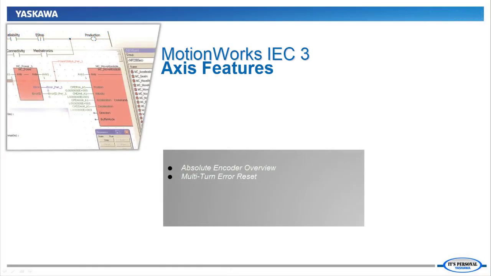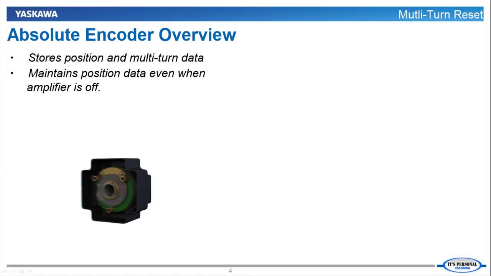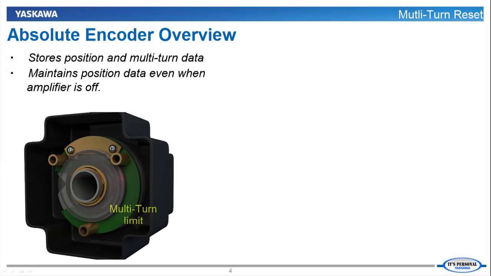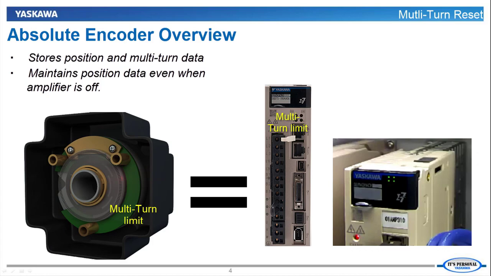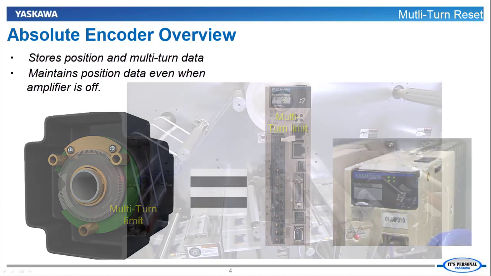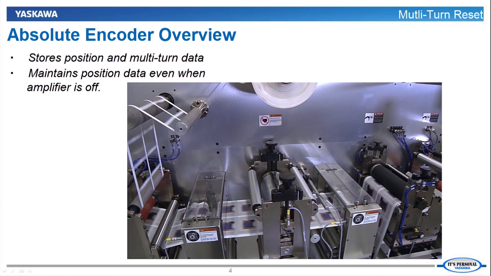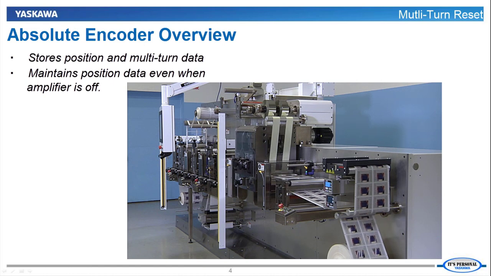Now let's take a look at these features in a little more detail. Yaskawa servos use an advanced absolute encoder. A multi-turn limit parameter resides both on the encoder and the amplifier that needs to match, otherwise an A.CCO alarm will occur. This parameter is useful when working with complex mechanical systems that move infinitely in one direction. This alarm can occur when the machine is first set up or when a motor has been replaced.